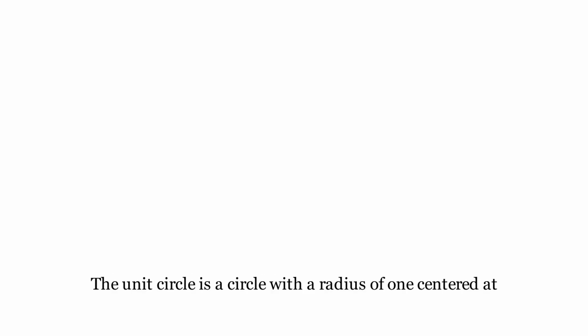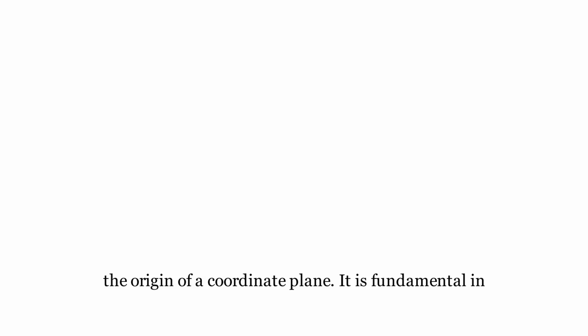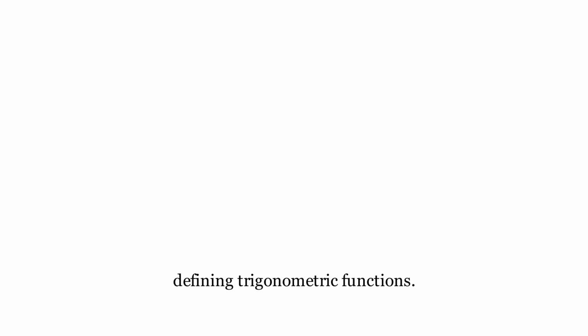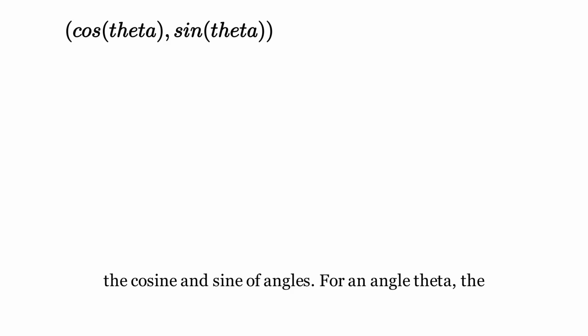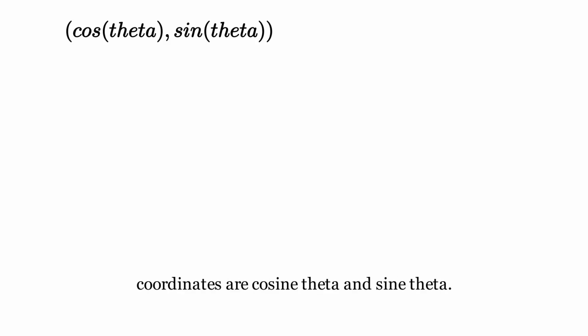The unit circle is a circle with a radius of 1 centered at the origin of a coordinate plane. It is fundamental in defining trigonometric functions. The coordinates of points on the unit circle correspond to the cosine and sine of angles. For an angle theta, the coordinates are cosine theta and sine theta.